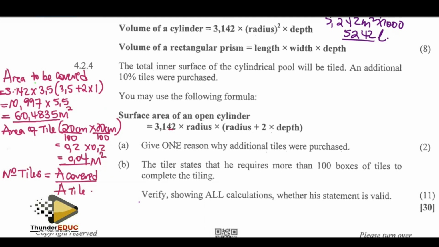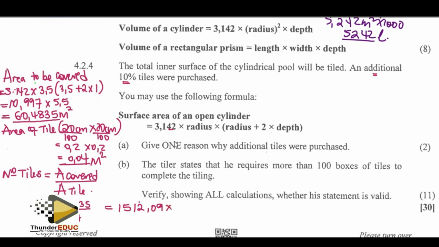So here becomes 60,4835 divided by 0,04. Whereby you get the number of tiles will be 1,512 tiles, 0.09. So from this moment, we increase because they said an increase of 10%, an additional.